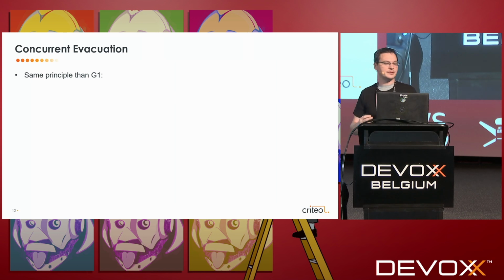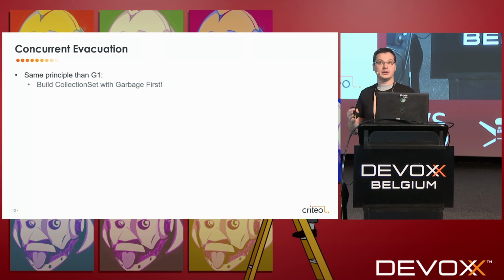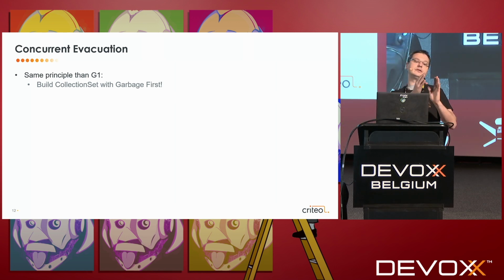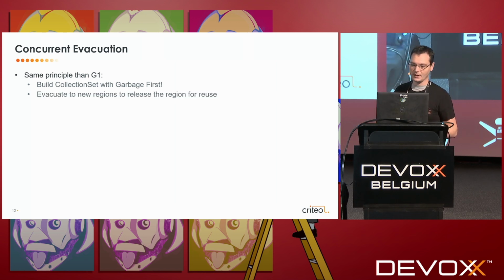The principles are the same as G1. So we build the collection set with the garbage first. So we sort all the regions and say, okay, these first regions, there are mostly dead objects, some couple of live objects, but so few, so we can get some region with a smaller effort. And we evacuate those regions into a new region and release to reuse.